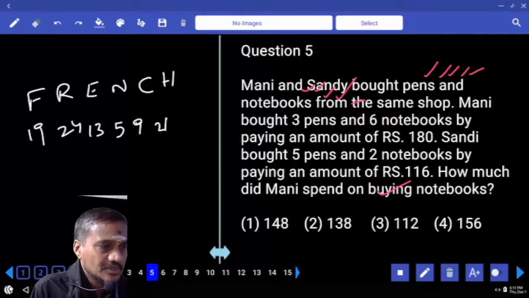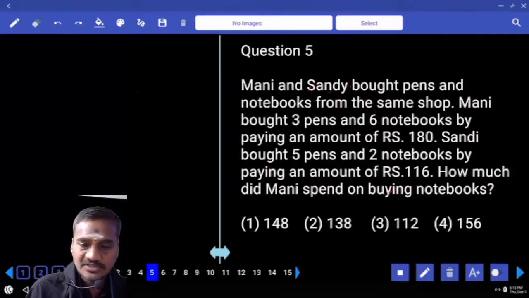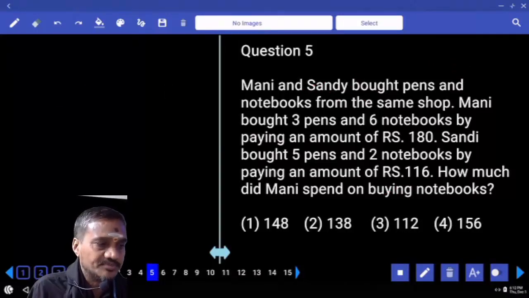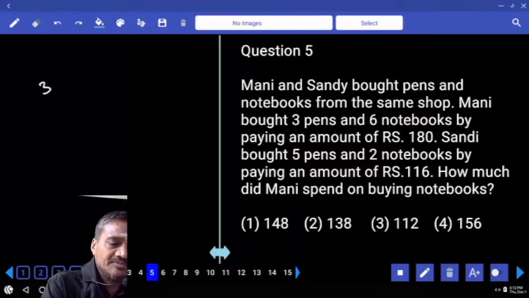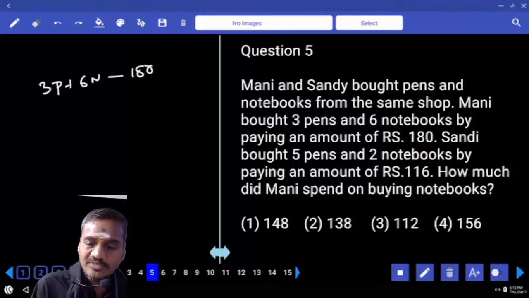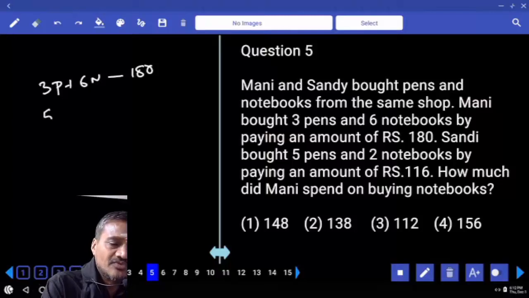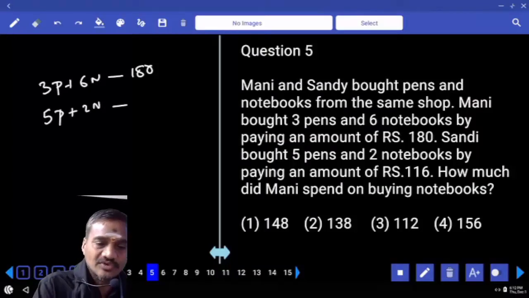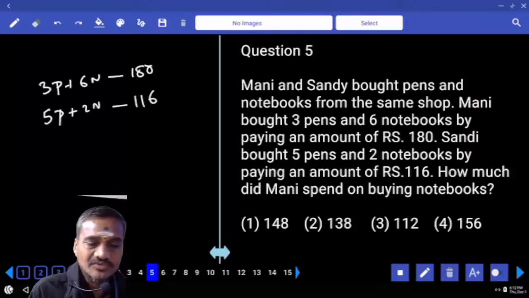Then next one, question number 5. Now Mani and Sanjay bought pens and notebooks from the same shop, isn't it? Then Mani bought 3 pens and 6 notebooks. 3 pens plus 6 notebooks. And what is the value of this one? 180. Total amount is 180. And meanwhile, Sanjay bought 5 pens and 2 notebooks. 5 pens, but only 2 notebooks. And what is the value of this one? 116.